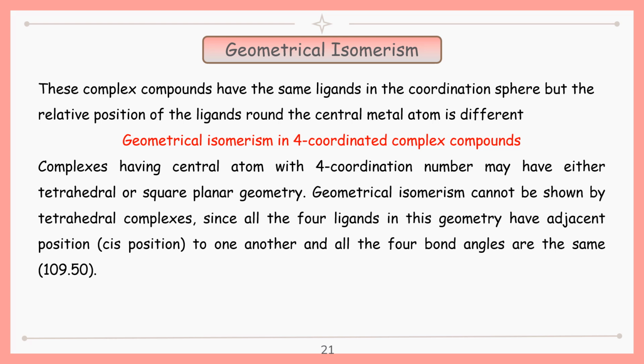In a 4 coordinated complex compound, the central metal atom may have either a tetrahedral or a square planar geometry. Geometrical isomerism cannot be shown by tetrahedral complexes because all the 4 ligands in this geometry have adjacent positions to one another and all the 4 bond angles are the same, which is nothing but 109.5 degrees.